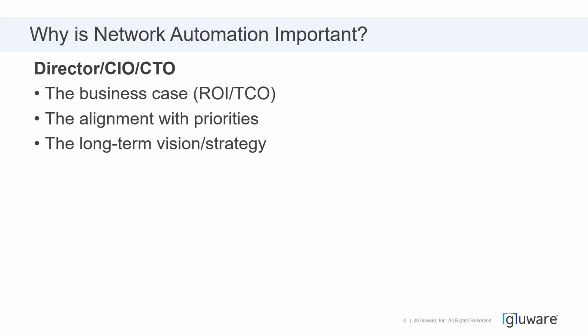And so the challenge at the management level is, how do we align with the business priorities? And oftentimes when Gluware is able to interact and have those conversations, understand the business priorities, we can translate to how network automation can help accelerate those. And then they also should have the vision for strategy for the long term.